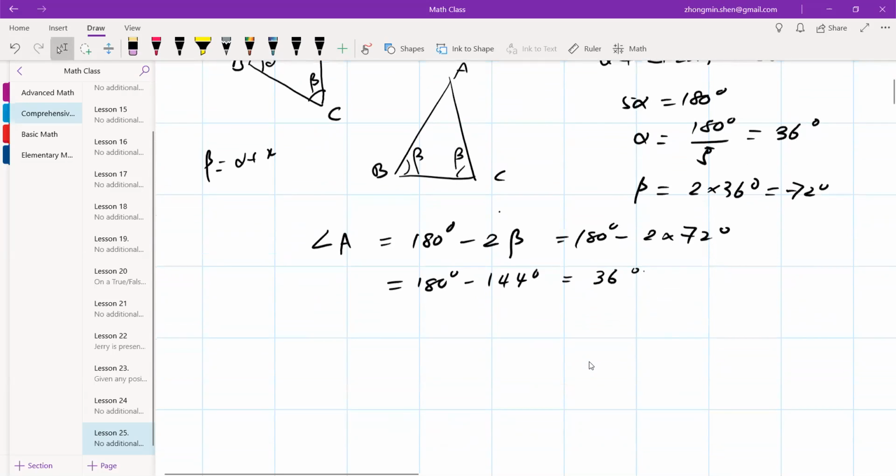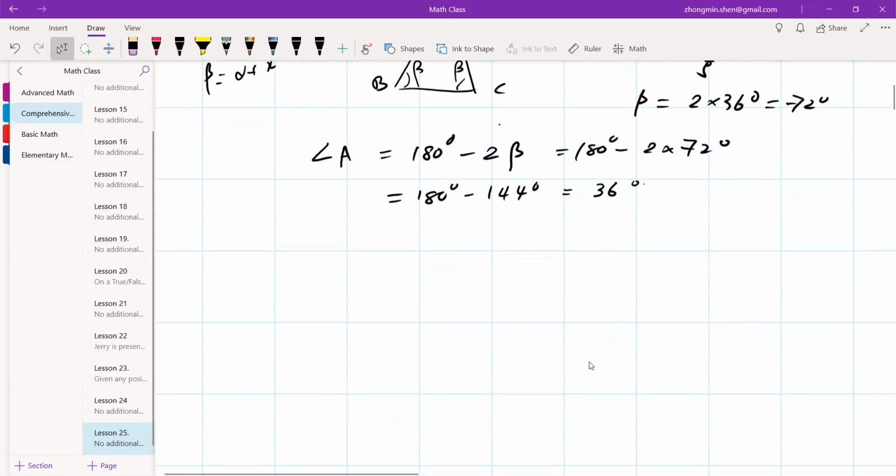Another number, 26. I'm not going to talk about number 26, because if you draw the picture correctly, you get a square. So you just find the edge length of each side, then you solve the problem. Okay.